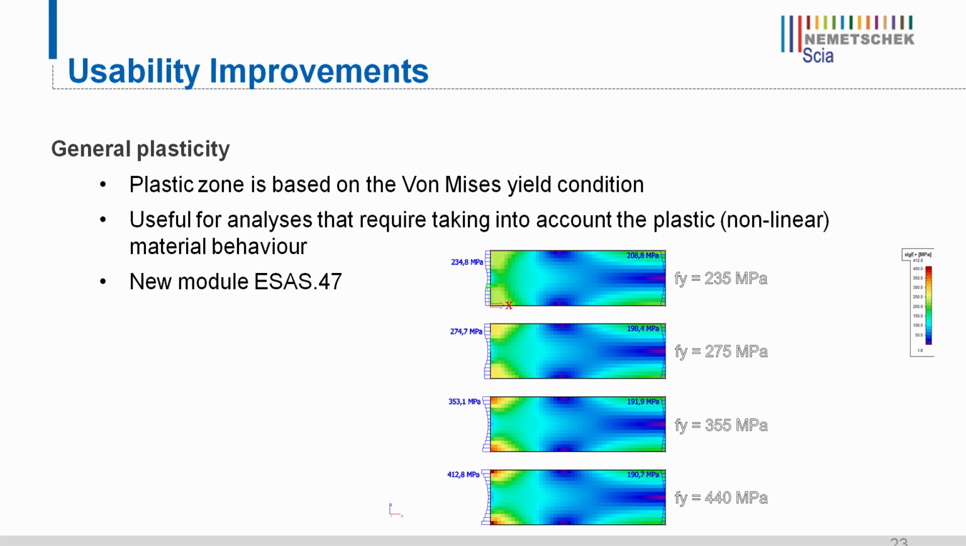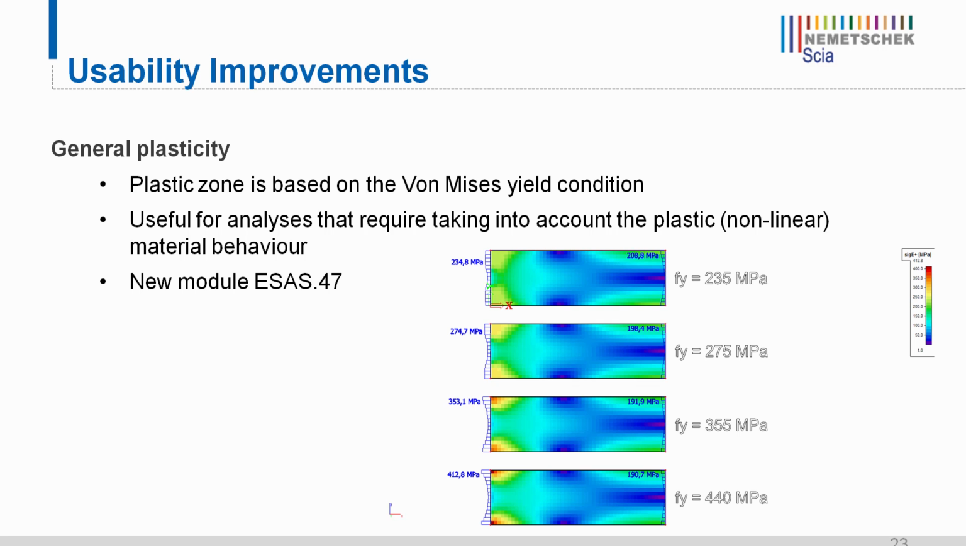The next one is general plasticity. This is a brand new development related to nonlinear calculations. This nonlinearity lies in the behavior of the material. Scia Engineer 15 implements a new type of material behavior for 2D members. The plastic zone is based on the von Mises yield condition.